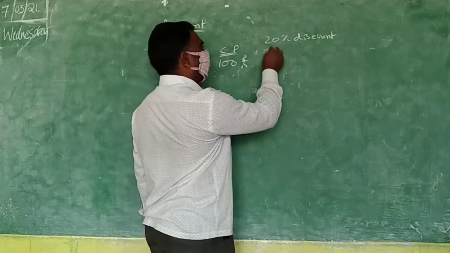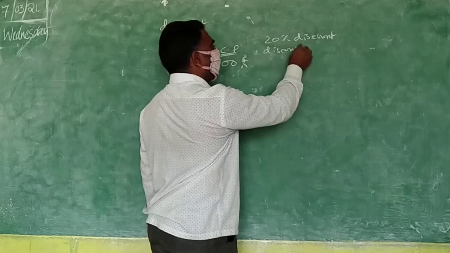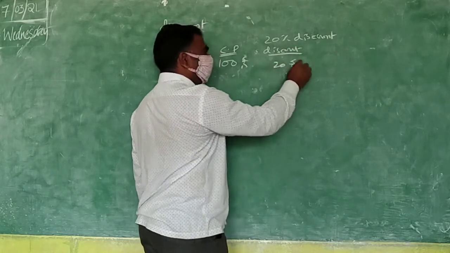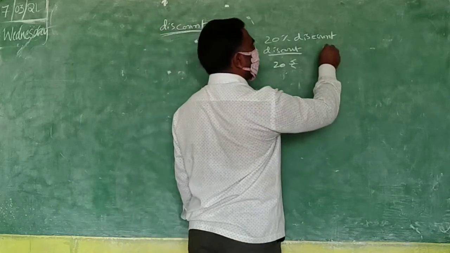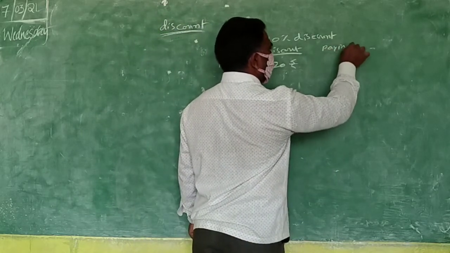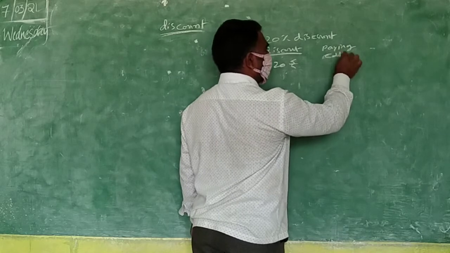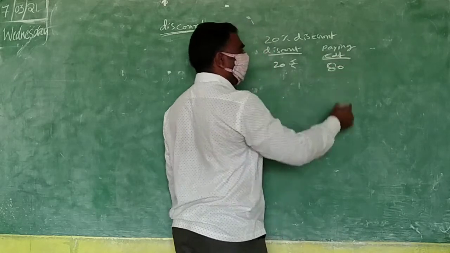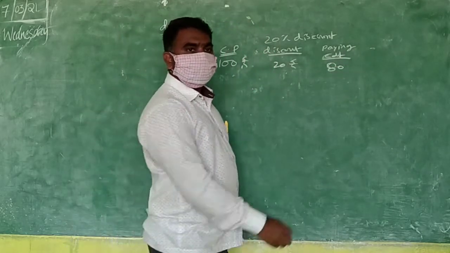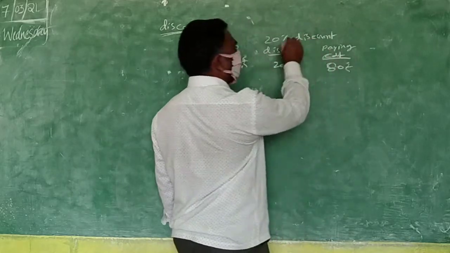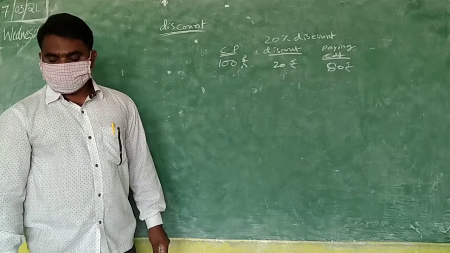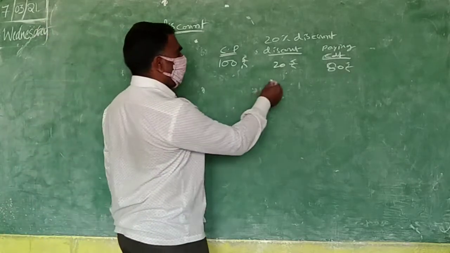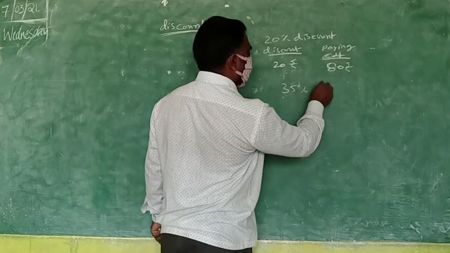Then we are finding the discount. How much is the discount? 20 rupees discount. How much do you need to pay? 80. The paying cost will be 80. Okay, do you understand? That is the meaning of 20% discount.